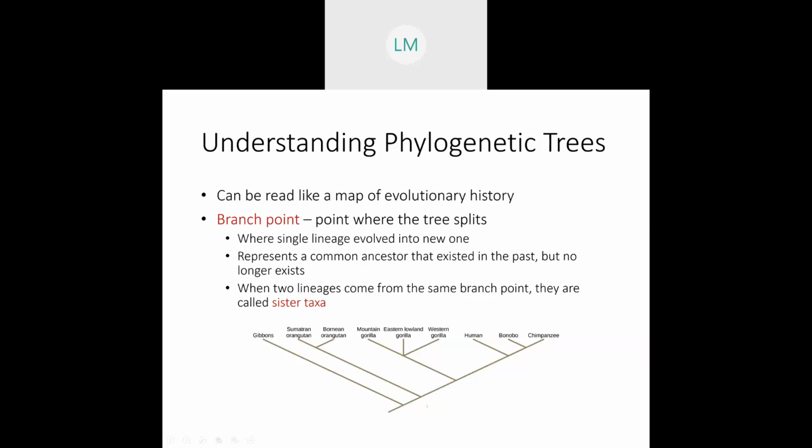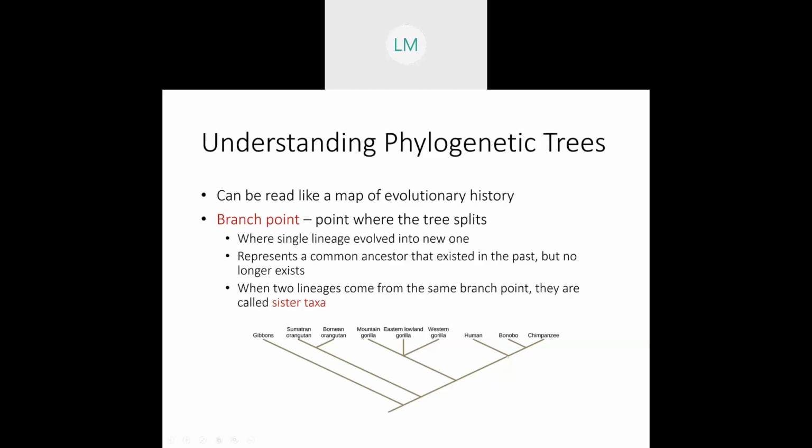This is the orangutan lineage here. And this is representing a common ancestor that existed in the past but doesn't exist anymore. So that's something that's really important to understand. A lot of people think that humans evolved from chimps, and that's not true. Humans and chimps evolved from a common ancestor.